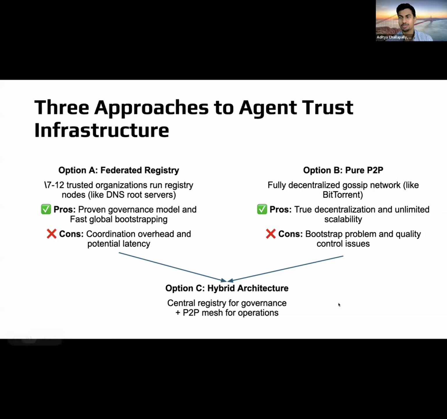And then option B is a pure P2P network that uses things like a gossip network, like we know from Bitcoin and BitTorrent. And what Nanda is, is a great hybrid of those two, which is a central registry for governance and a P2P mesh for operations. Next slide.